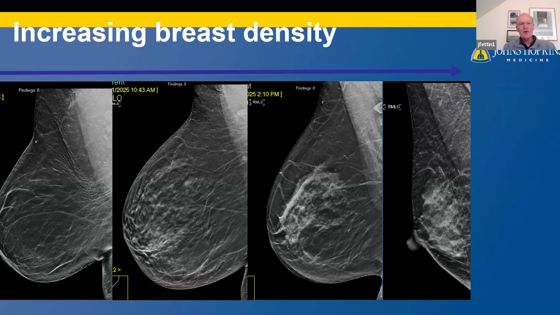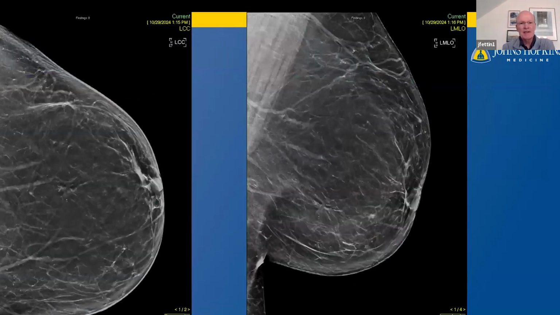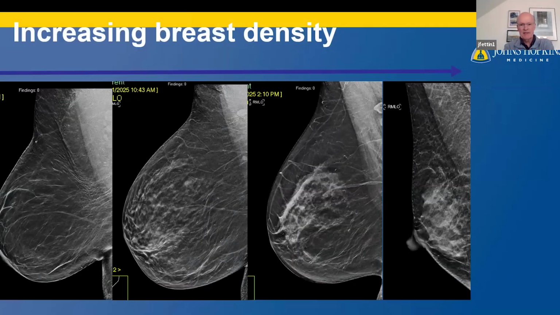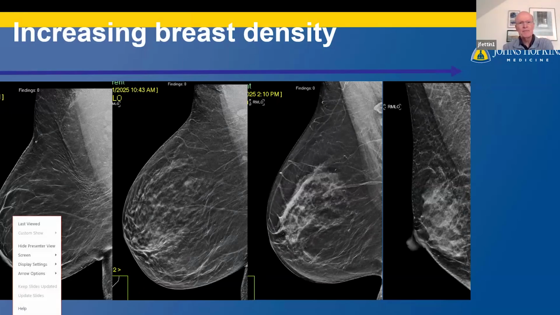Danielle, I've heard that there's an association between breast density and breast cancer. Could you explain that, please?